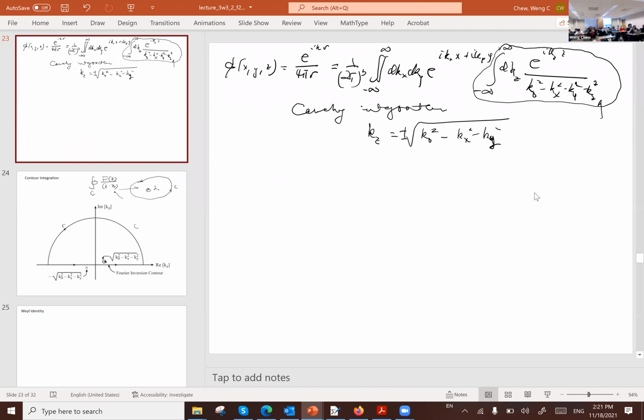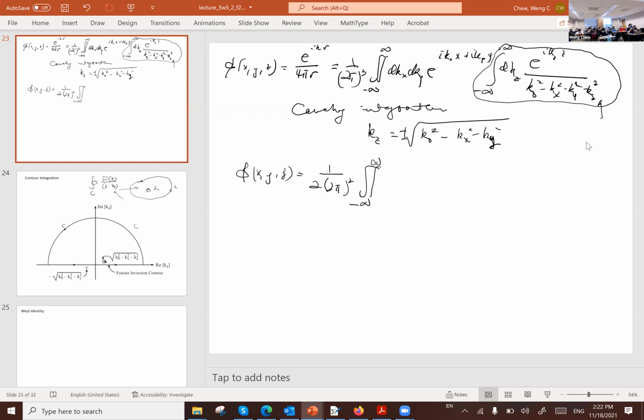And if you do it properly, this integration can be done in closed form. It's called finding the residue of the pole. And then you can see that Pxy is equal to 1 over 2 pi square.